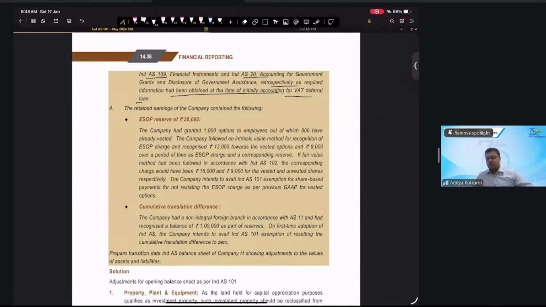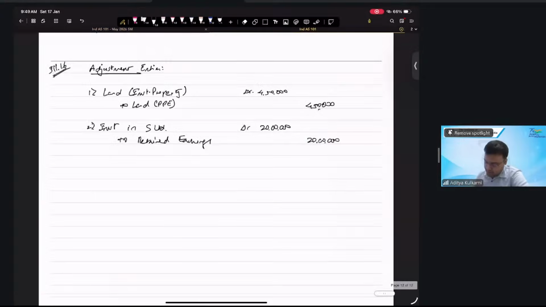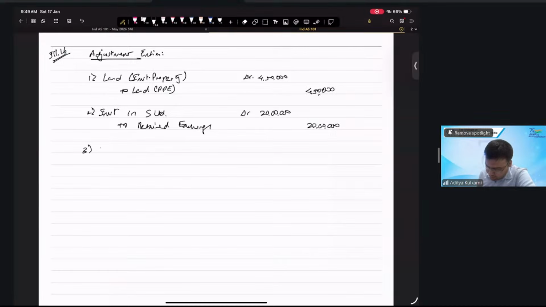So what has happened here is there is a VAT deferral loan. What is the value of this loan? 60 lakhs. What is this 60 lakhs? What is the meaning of VAT deferral loan? There may be a VAT liability.